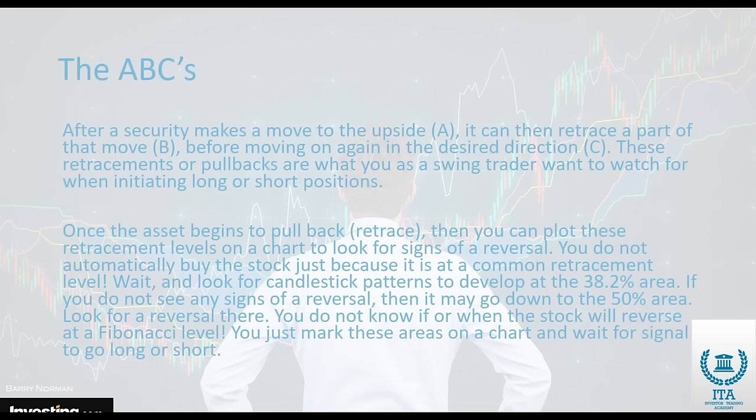Once an asset begins to pull back or retrace, then you can plot these retracement levels on a chart to look for signs of reversal. You do not automatically buy a stock just because it is at a common retracement level. Wait and look for candlestick patterns to develop at the 38.2 level. If you do not see any signs of reversal, then it may go down to the 50 area. Look for a reversal there.